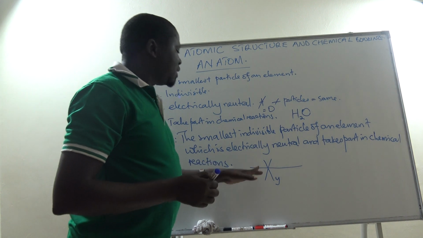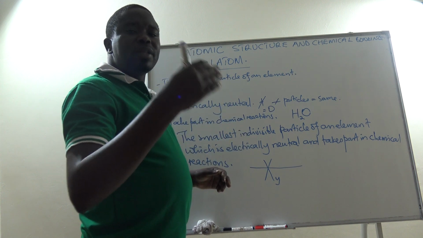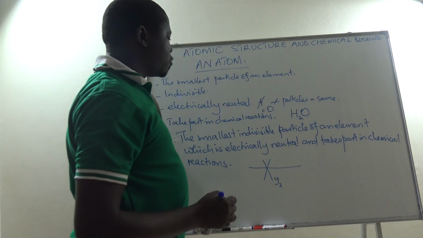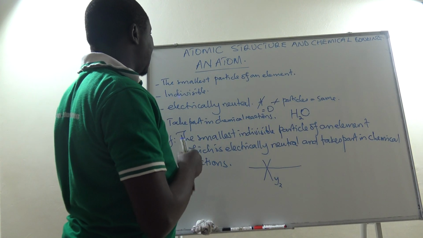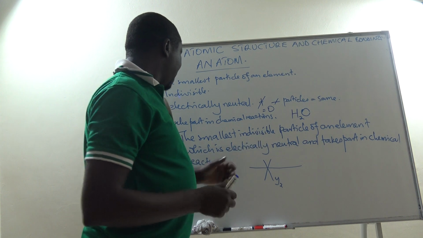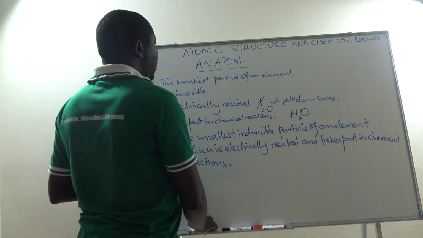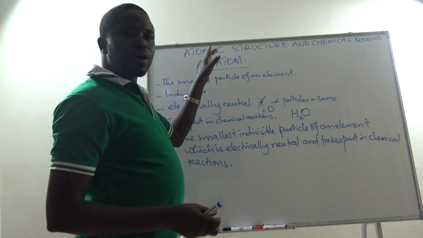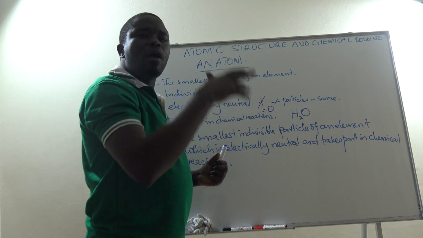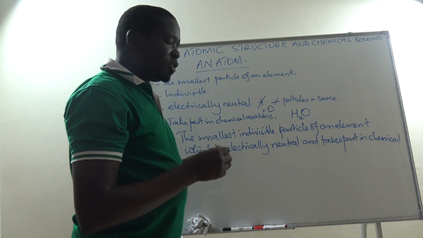So we shall be representing atoms of elements with the chemical symbols of the elements. If the number is more than 1, then we indicate it here. Supposing I have 2 of these atoms, then it will be XY2. And that is what we call an atom: the smallest indivisible particle of an element, which is electrically neutral and takes part in chemical reactions. So that is a simple introduction of what we call an atom. After this, we are going to split an atom and see what it contains. That is going to be the structure of an atom that we are going to see, but later.